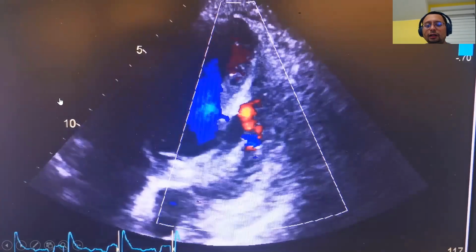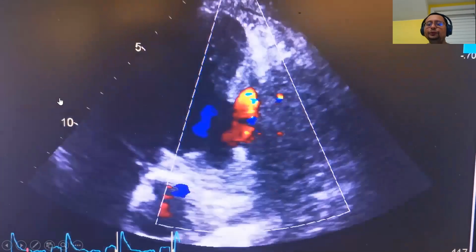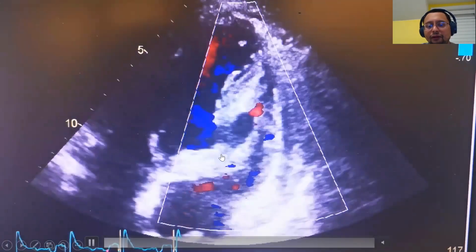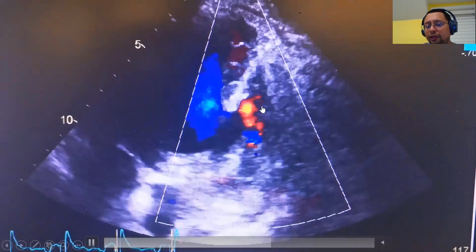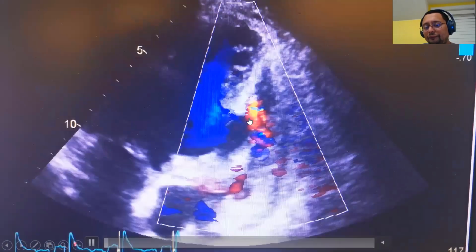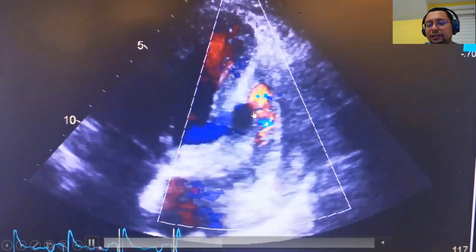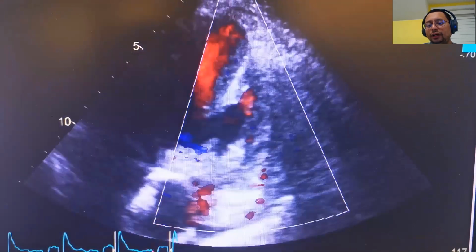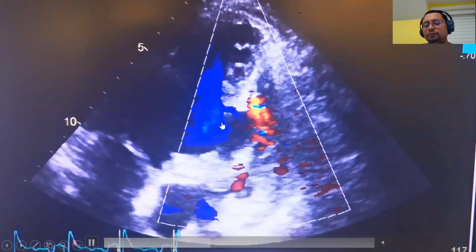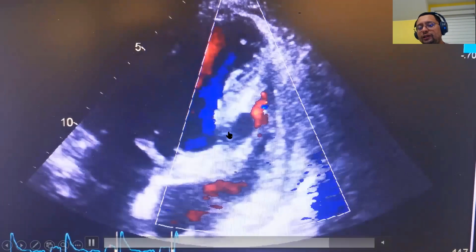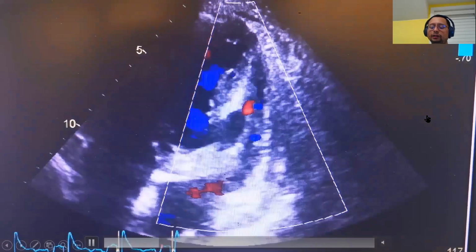Let's look at another view, and this time a color view. Now, you can see in the apical four-chamber view there is a turbulent flow inside that aneurysmal wall. So what is that? This patient also has a complication of myocardial infarction, which is a ventricular septal rupture from the left ventricle into the right ventricle.